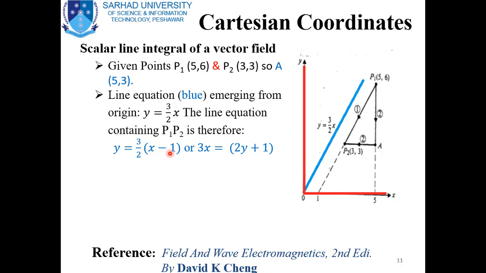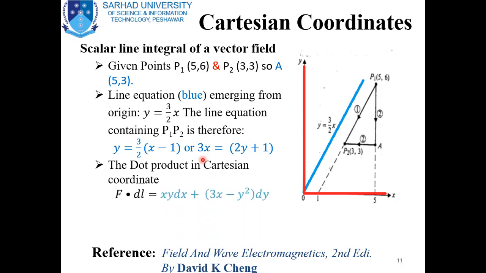So if we put x equal to 0, then the y value will equal minus 3 by 2, and if we put the value of x equal to 1, then y will equal 0. So this is the equation for the dotted line, and we can extract the value of 3x from here if we multiply 2 with y and shift the 1 to the other hand side. So the value of 3x will be equal to 2y plus 1. We will use this expression later in the problem.